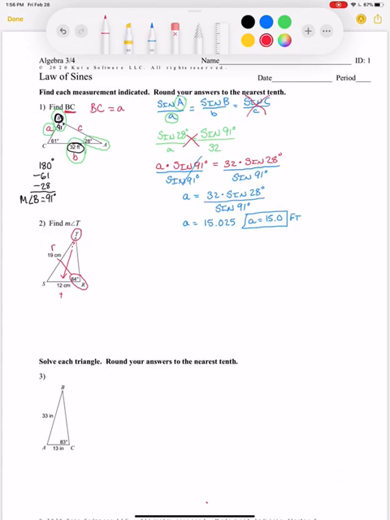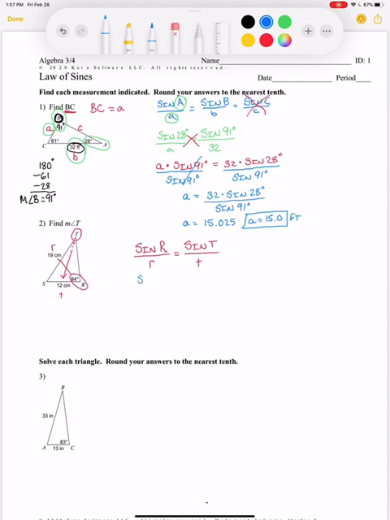Typically, like in the last problem, it would be the sine of A over A, the sine of B over B, the sine of C over C. We don't have A, B, and C, but we can plug it in in alphabetical order. So we'd have the sine of angle R over side R equals the sine of S over side S, but we're not going to use S at all. We're just going to jump to T. So the sine of T over T.